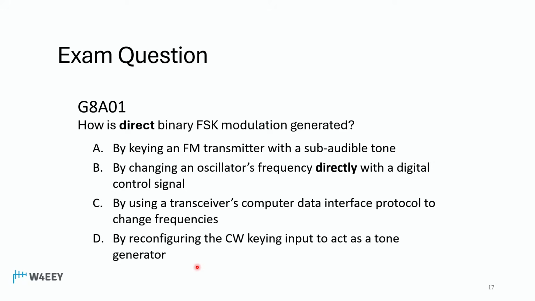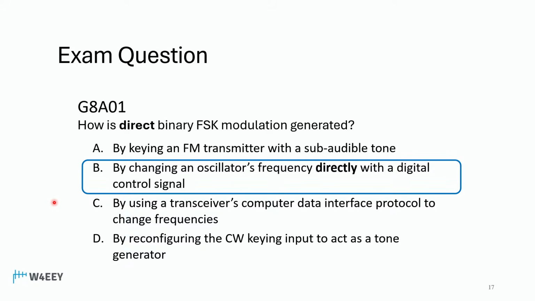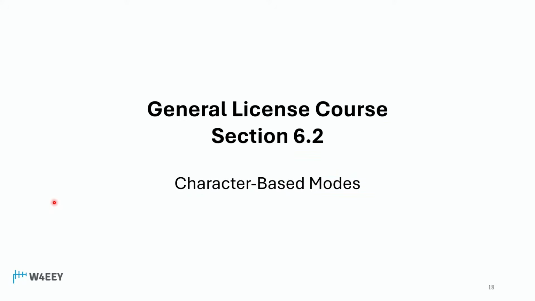Now I bolded a couple of words here because there's a little shortcut that might help you. How is, and it won't be this way on your test, how is direct binary FSK modulation generated? Bravo, by changing an oscillator's frequency directly with a digital control signal. So what's happening is we're sending highs and lows from a computer to a connection on the back of your transceiver, and that will cause this binary frequency shift keying to occur. We're going to get into more methods of generating that in future classes, but that's all we need to know for now. That was quick.